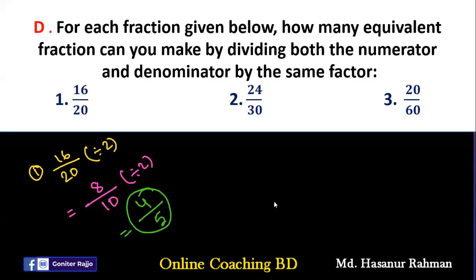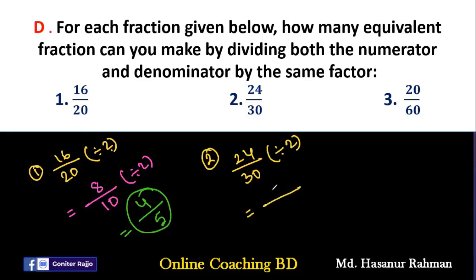And here we can say another interesting thing, that is HCF of 16 and 20 is 2 multiplied by 2, that is 4. That means if we divide any fraction by the HCF of these two numbers, then we will get the lowest fraction. Now number 2, 24 divided by 30. So how can you solve it? Look, 24 and 30 both are even numbers. That's why we have to divide it by 2.